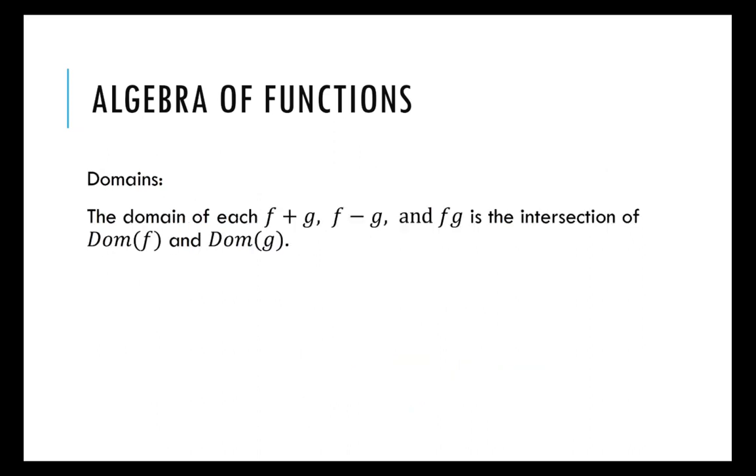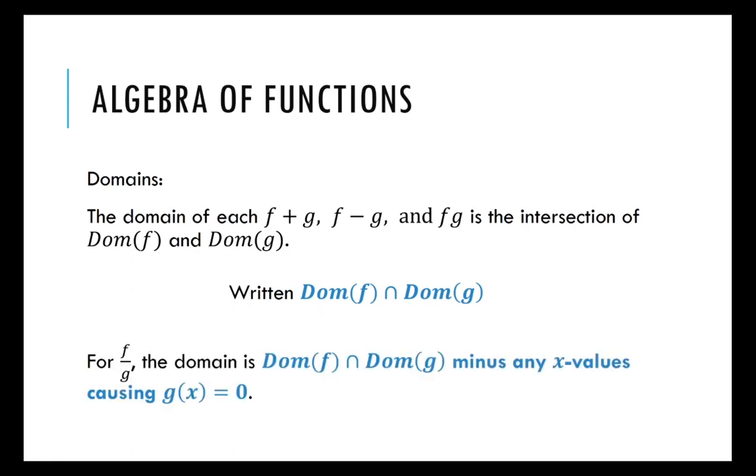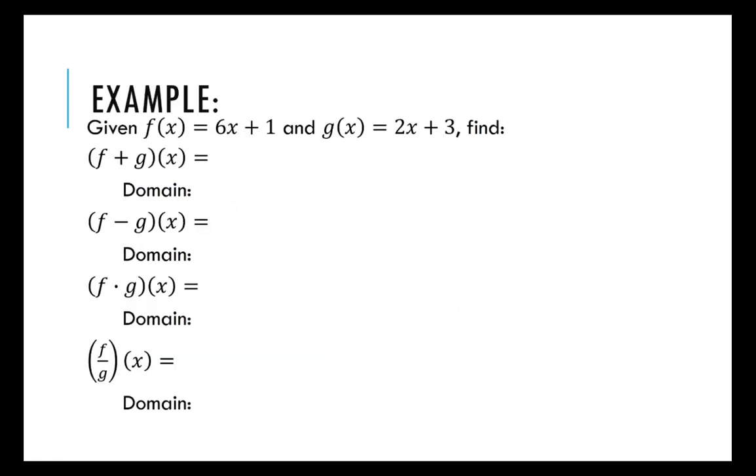When we do algebra with functions, adding, subtracting, multiplying, the deal is that the new domain will always be the intersection of the other functions. And so intersection means where do those domains overlap, and that's written the domain of f intersects the domain of g. Now, when we have f divided by g, we have one more thing we have to be concerned about. So first off, we have the domain of f intersect the domain of g, but then we must pull out any of the x values that would have caused g to be 0, because of course division by 0 doesn't work. So let's find domains.